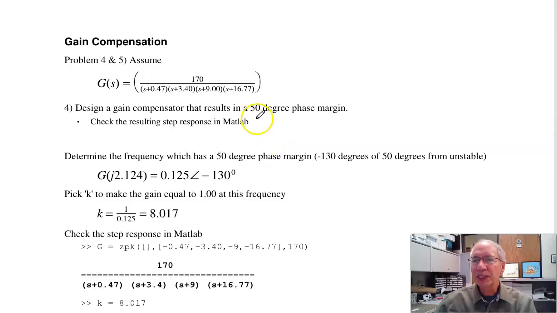So for a 50-degree phase margin, I want the gain to be 50 degrees away from unstable, or minus 130 degrees. The trick is to search where is the phase shift minus 130 degrees. Searching the j omega axis, I wind up that the frequency that does that is 2.124 radians per second. At that frequency, the phase is minus 130, but the gain's off. Pick k to make the gain 1 at that frequency. K is 8. So that's my gain compensator that gives you a 50-degree phase margin.